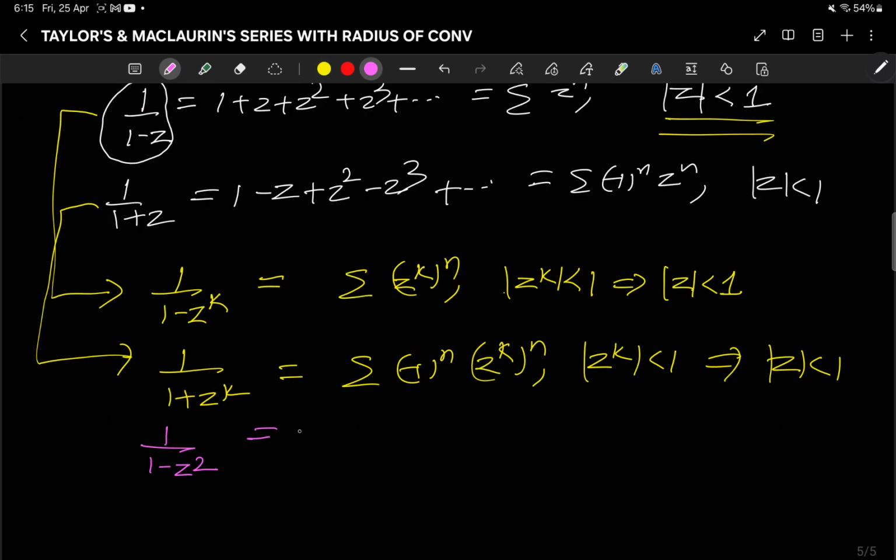Similarly here, 1 by 1 minus z square is 1 plus 2z plus 3z square plus 4z cube, and so on, with mod z less than 1.